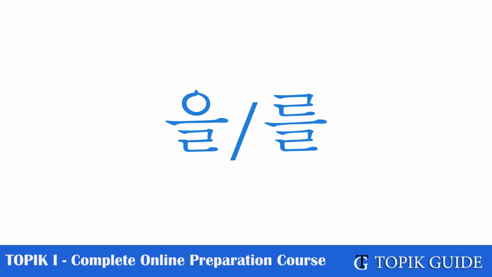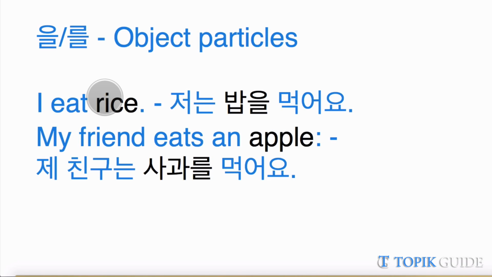The next particles are ill and rill. These are called object particles. So when there is a verb and an object, these particles will come. So here in this sentence, I eat rice. Rice is the object. So ill or rill will be used with this word.